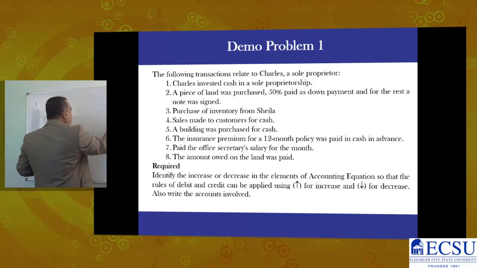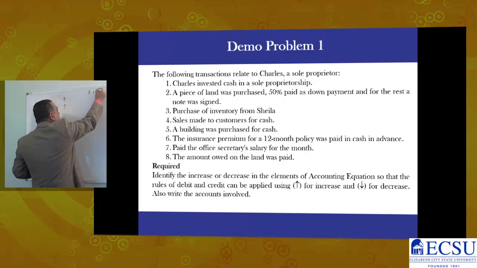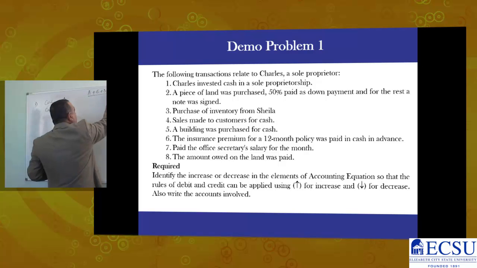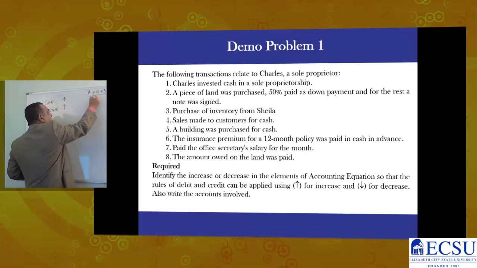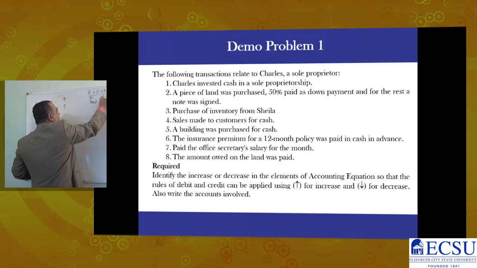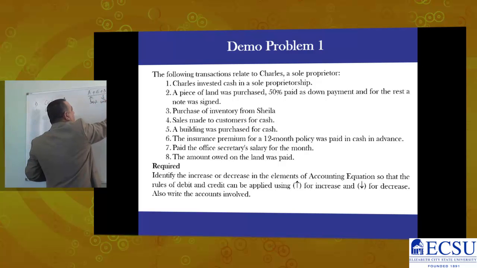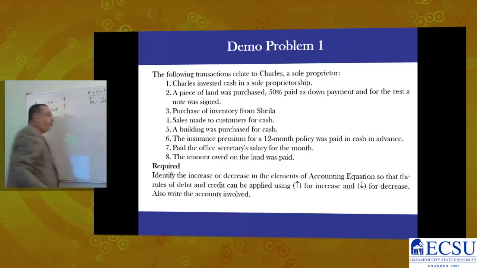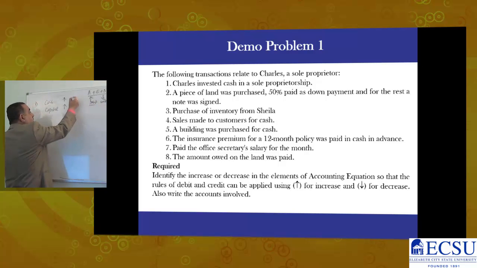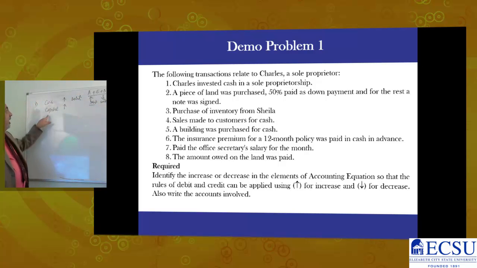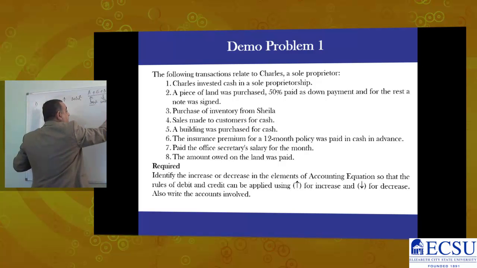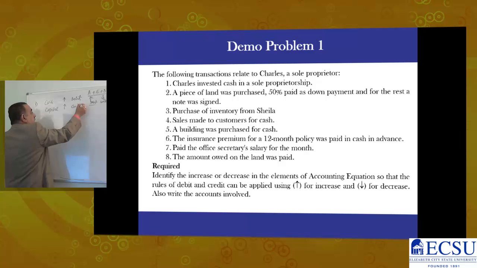Now, apply the rule of debit and credit. Remember, the rule of debit and credit is that asset plus expense plus dividend is one set, equal to liability plus owner's equity plus revenue is another set. Increase in this is debit, decrease is credit, and the other way around, increase is credit and decrease is debit. Okay, so cash is increased, so using this rule I'm going to debit it, and capital is increasing owner's equity. So using this rule, I'm going to credit it with the amount of money that has been invested.